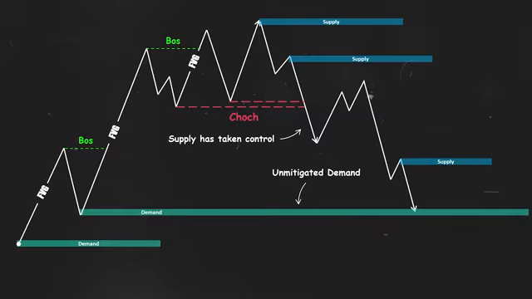At this point, a battle between supply and demand occurs. Sometimes this results in consolidation and a ranging market between these two zones. A break above or below the range will determine which side gains control. The next concept we'll explore is order blocks.